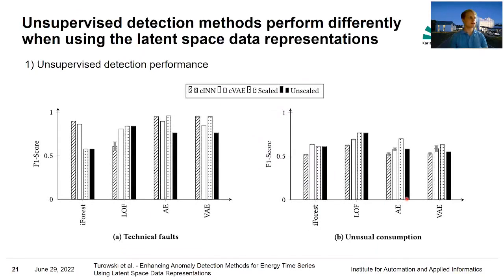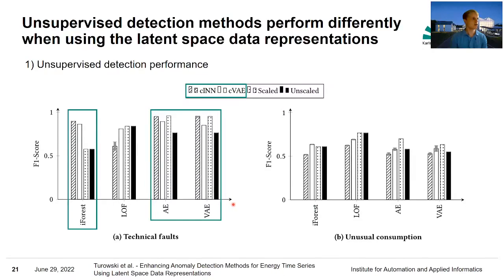First, again, let's look at the detection performance. Again, we see here technical fault and unusual consumption for the 4 methods, and for the 4 methods the corresponding F1 score. What we observe here is that if we look at the technical fault for the iForest, the latent space data representations perform better, and for the autoencoders about the same or in a similar way, but for the LOF they perform worse.